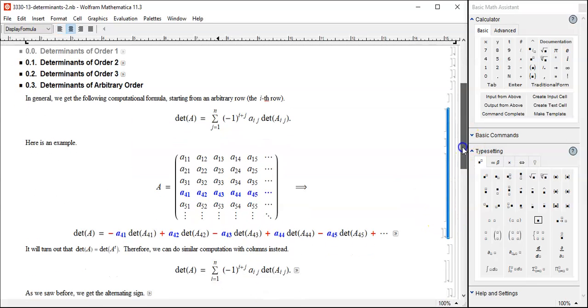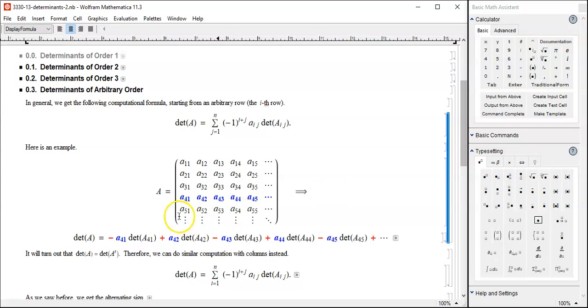Here, in this particular case, I'm using the fourth row. Focus upon the fourth row here and take the entries A41, A42, A43, A44, and so on, as you see here, and multiply the determinants of the deleted matrices, determinant of A41, determinant of A42, and so on. And finally, the signs. Always we begin with plus sign in one entry, and then we change sign each time I skip to the next row or next column.